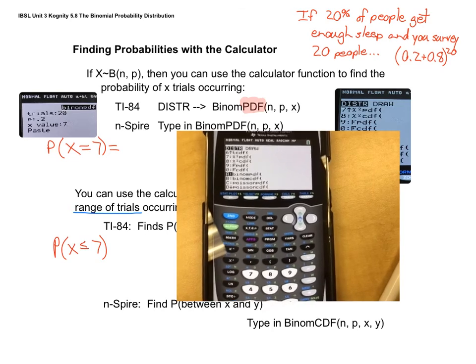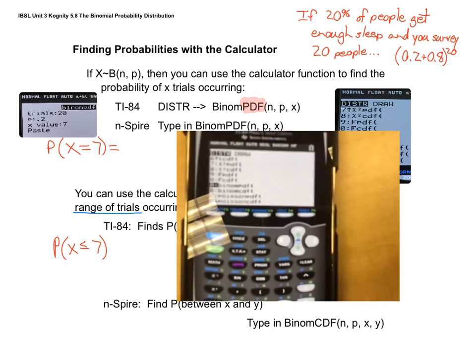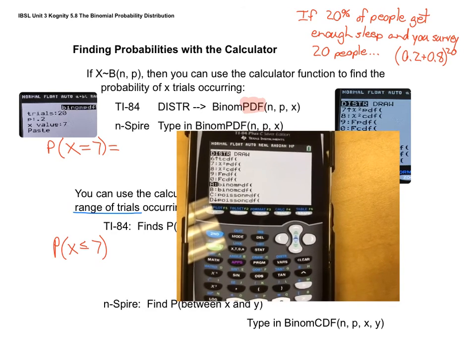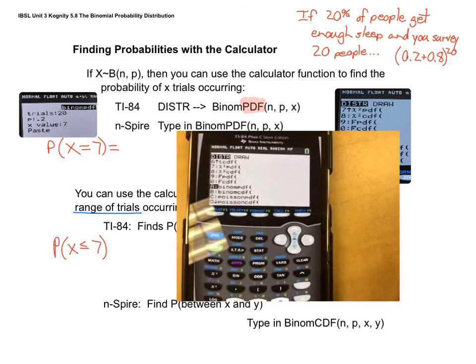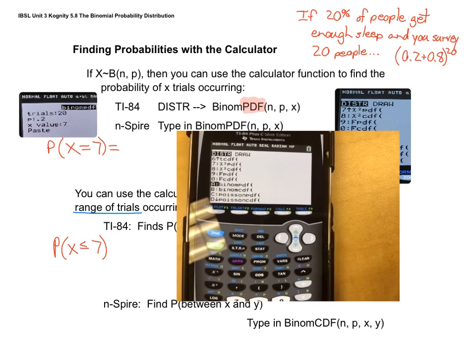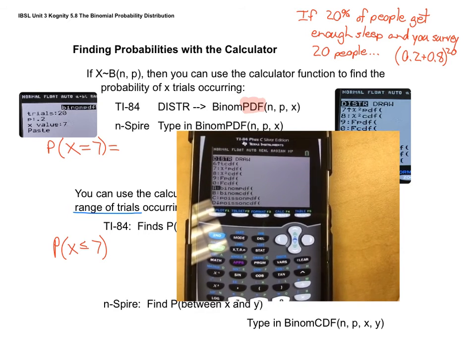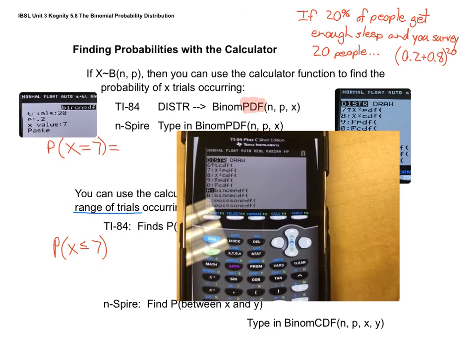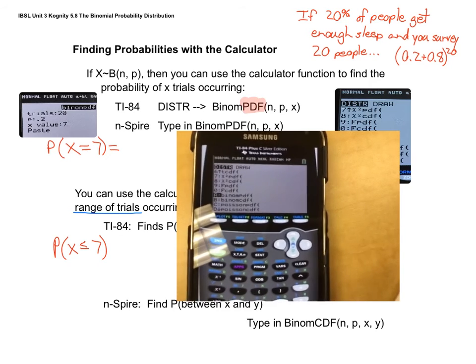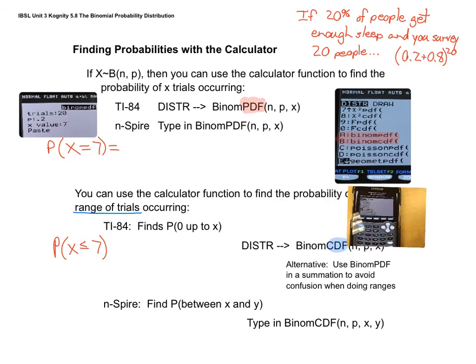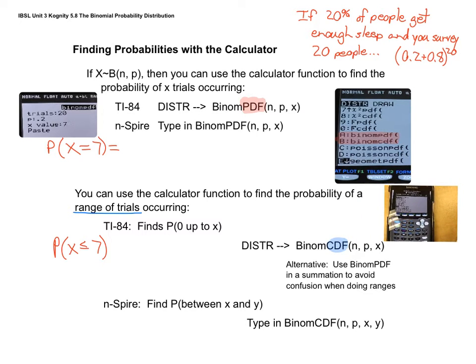Now, the X value is very important. You've got to think about what order your terms are in. Up above here, we made it 0.2, so those are the people who are getting enough sleep. We need to be careful when we read the problem that we're answering the question properly. The CDF we're going to get to in a second. That gives us a range.